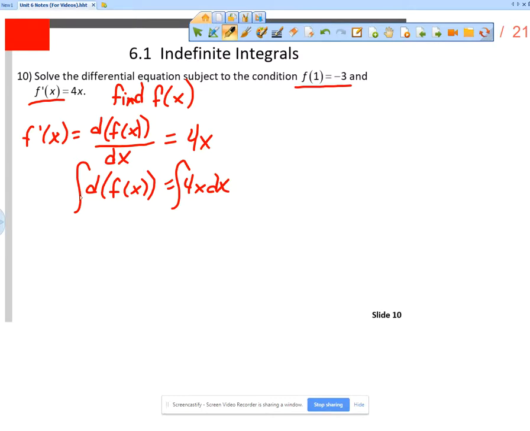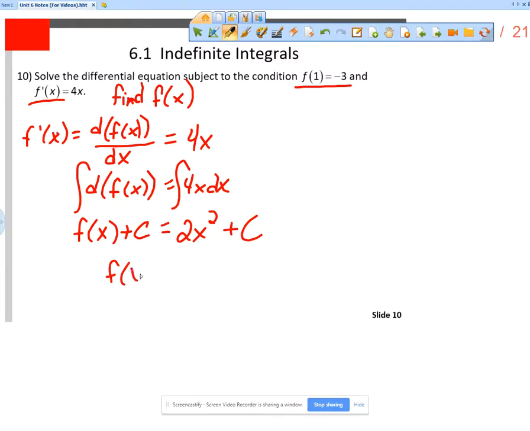On the left side, I have the integral of the derivative of f of x, so I would get f of x plus c. Remember the rule we learned on slide 9. And on the right side, the integral of 4x would be 4x squared over 2, or 2x squared, and then plus c.